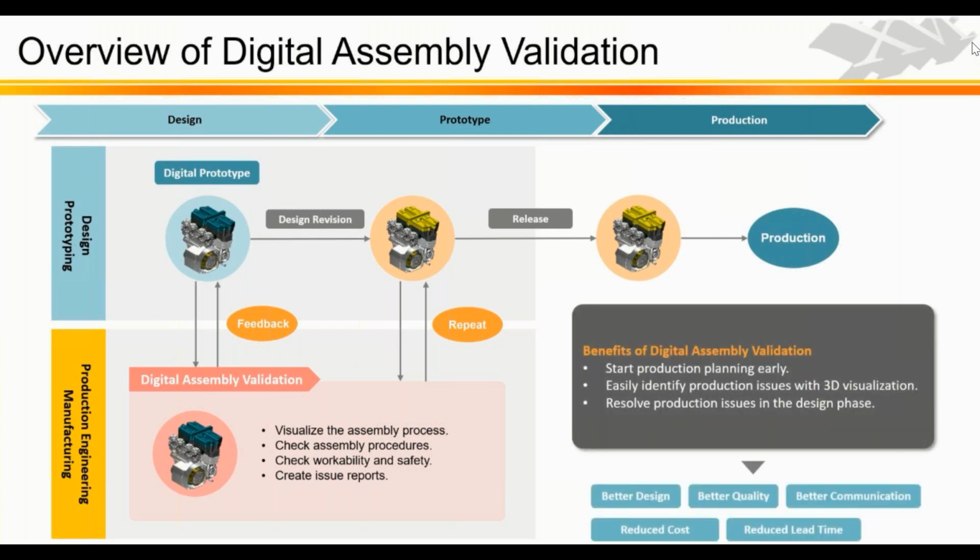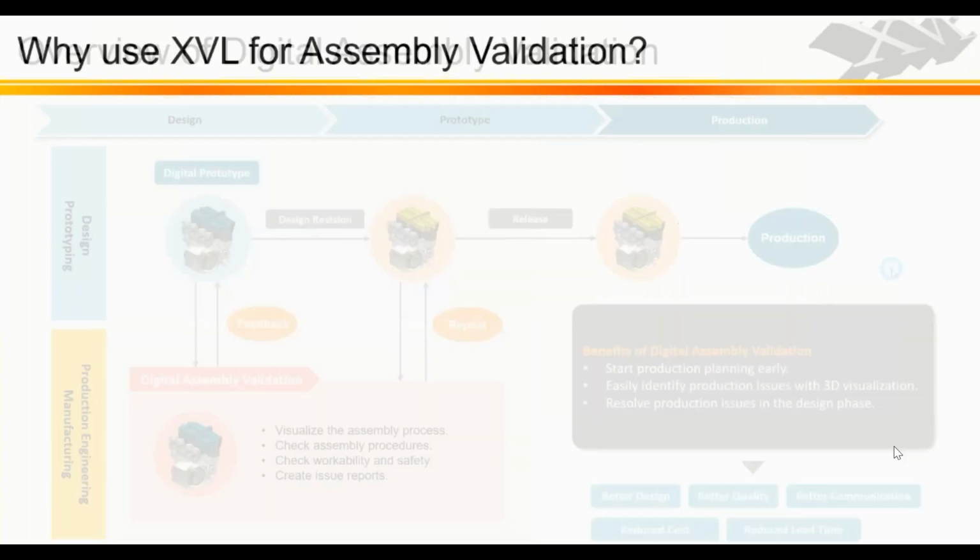The benefits of digital assembly validation include being able to start production planning early, that is, before you have a physical prototype to work with. Being able to easily identify issues using the 3D visualization, and resolving the production issues in the design phase when the cost of resolution is much lower than later on. This results in better design, quality, and communication, and reduced costs and reduced lead time.